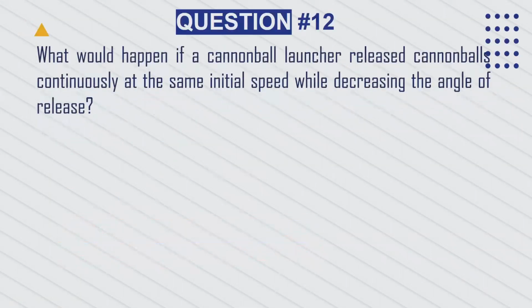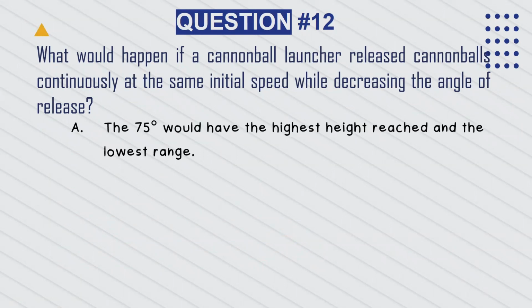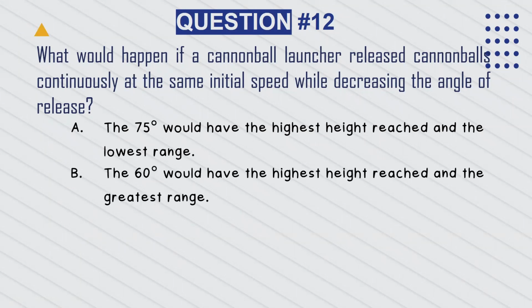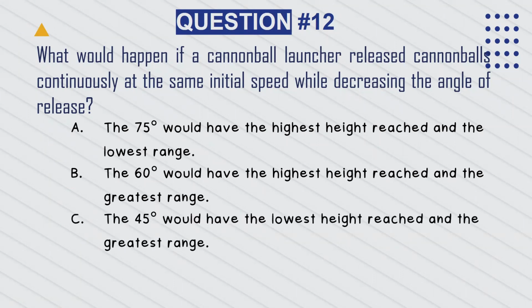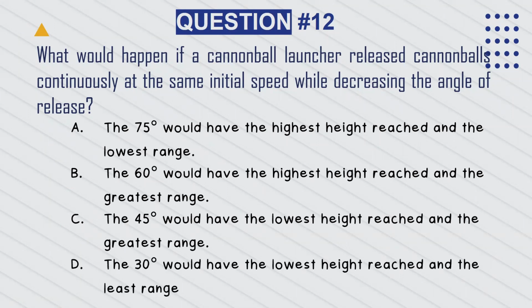What would happen if a cannonball launcher released cannonballs continuously at the same initial speed while decreasing the angle of release? A, the 75 degrees would have the highest height reach and the lowest range. B, the 60 degree would have the highest height reach and the greatest range. C, the 45 degree would have the lowest height reach and the greatest range. Or D, the 30 degree would have the lowest height reach and the least range.